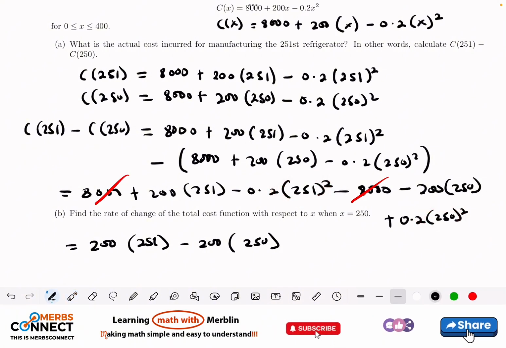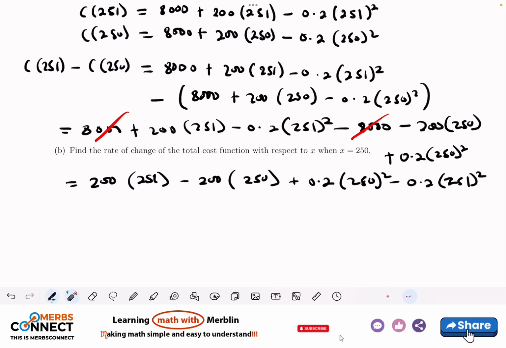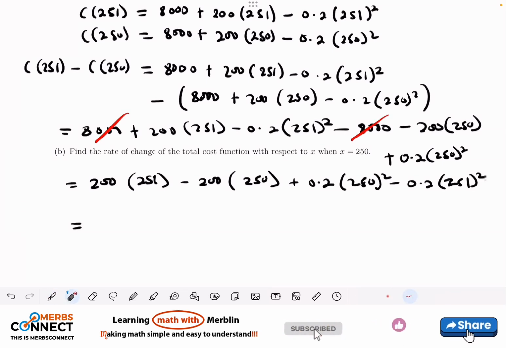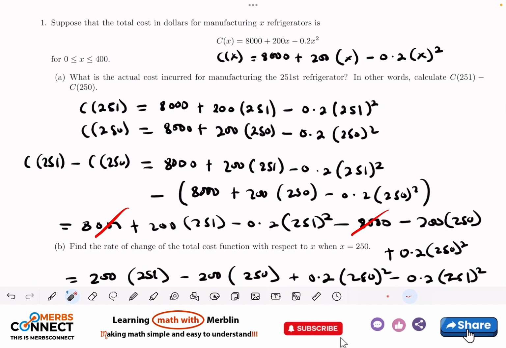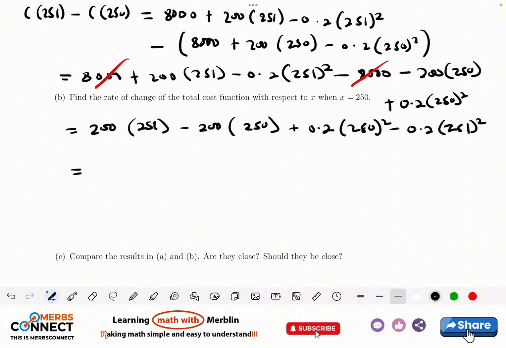I'm done with this and that. I can also group the other two. I'll write this one first, so I'm going to have plus 0.2 times 250 squared minus 0.2 times 251 squared. The idea is that I'm not using a calculator, so I want to do it in such a way that I can simplify. What you can do is punch this one on the calculator to get the final answer, punch the other one on the calculator and get the final answer. Then you subtract one from the other, and you are going to get the same answer that I'm going to get here.